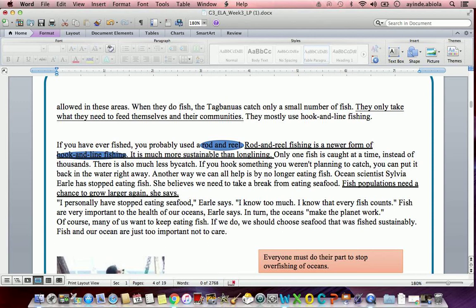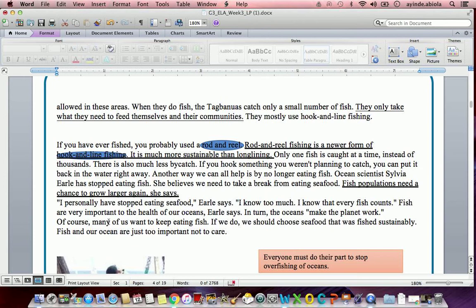Another way we can all help is by no longer eating fish. Ocean scientist Sylvia Earle has stopped eating fish. She believes we need to take a break from eating seafood. Fish populations need a chance to grow larger again, she says. I personally have stopped eating fish, Earle says. I know too much. I know that every fish counts.